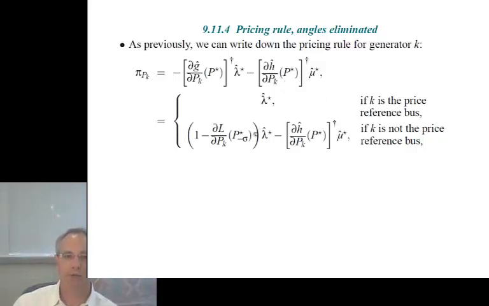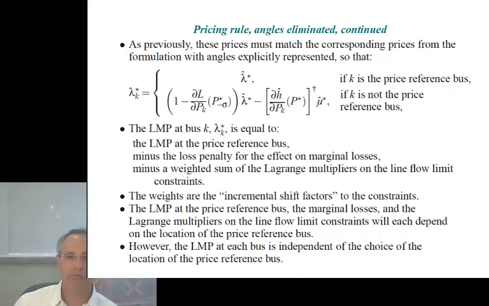However, if we're not at the price reference bus, then this derivative is given by dL by dPK minus 1, so taking minus of it, we get 1 minus dL by dPK evaluated at P star minus sigma, multiplied into lambda hat star, and then minus dH hat by dPK multiplied into mu hat star.